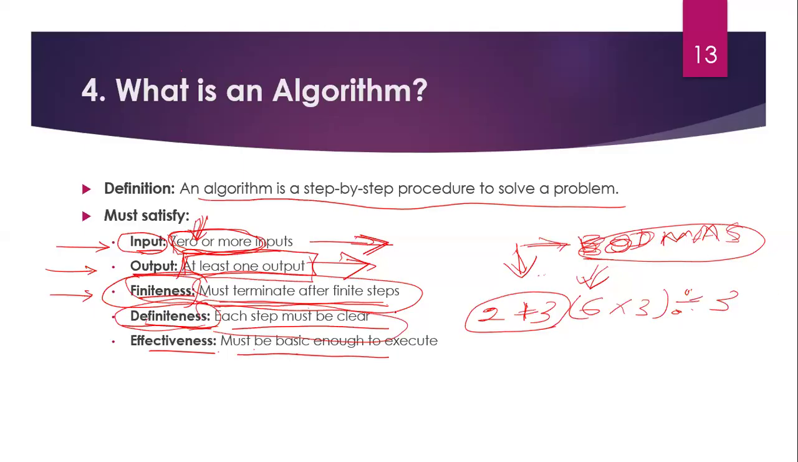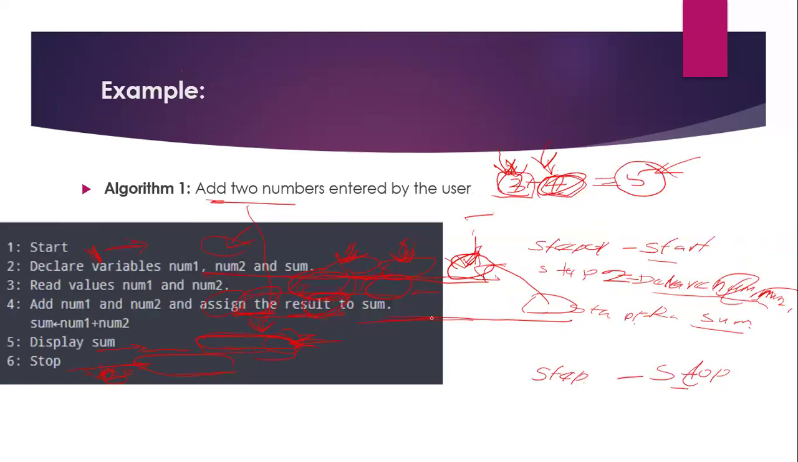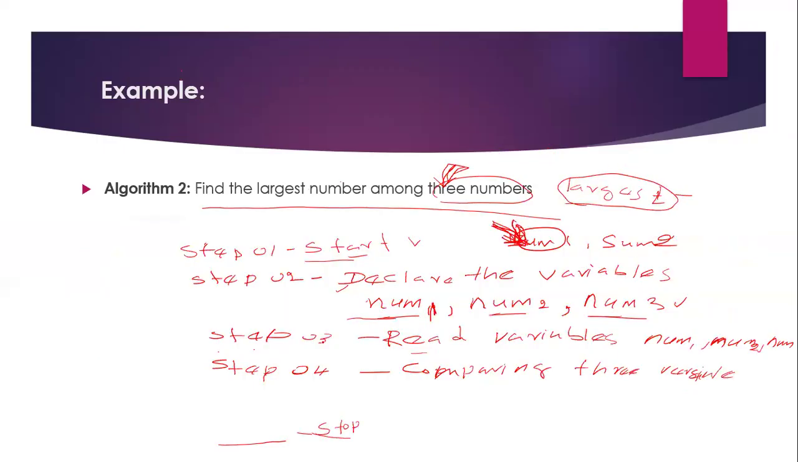Let's try. Here I say each step must be clear. If you write just comparing these three numbers, then they think you don't know exactly how to compare them. So you should give how we compare these three numbers. Okay, let's try.